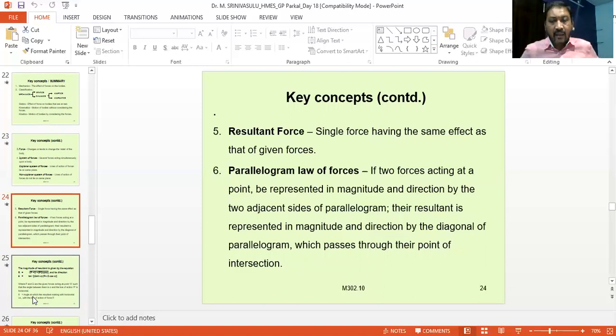Then the resultant force. When a number of forces are acting on a body, a single force which will have the same effect as all the forces is called the resultant force. This resultant force will replace all the forces and produce the same effect as all the forces produce.